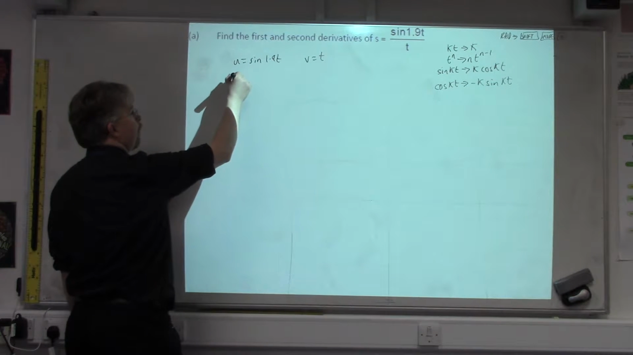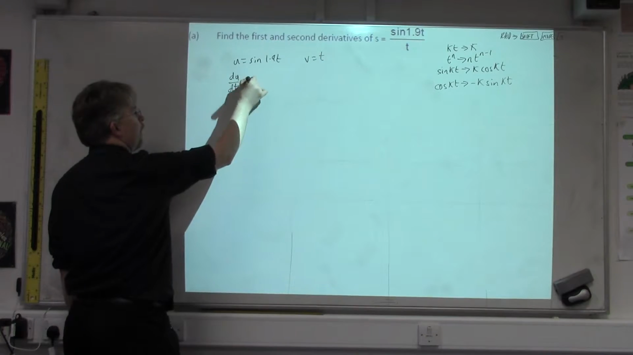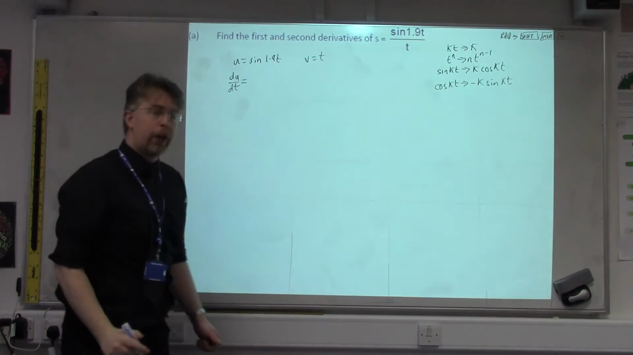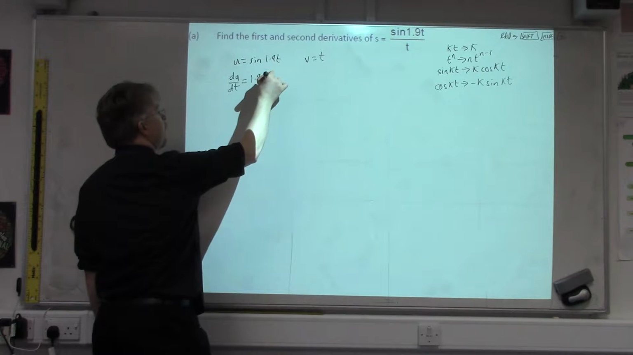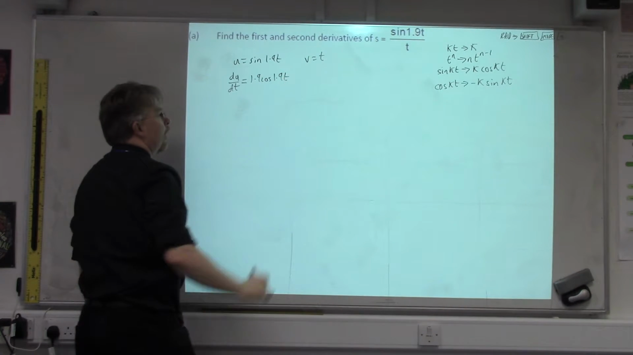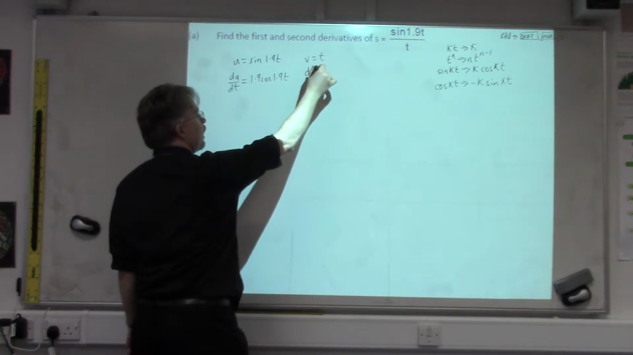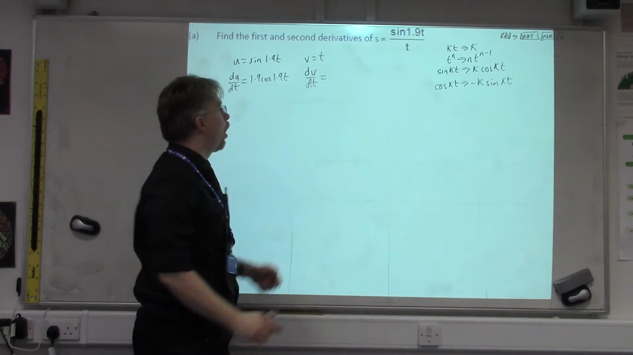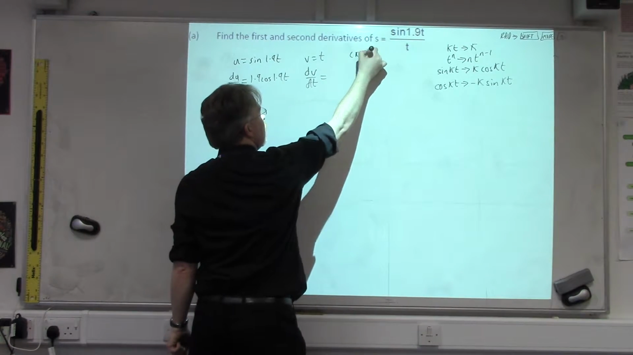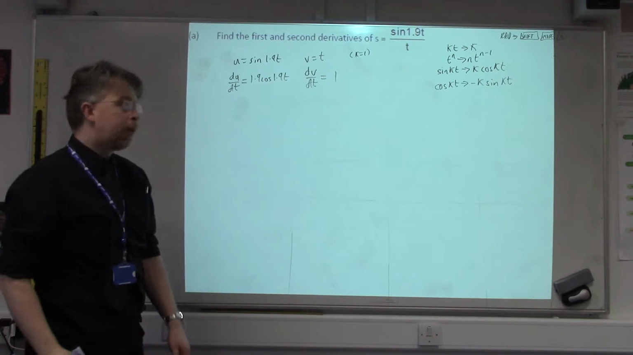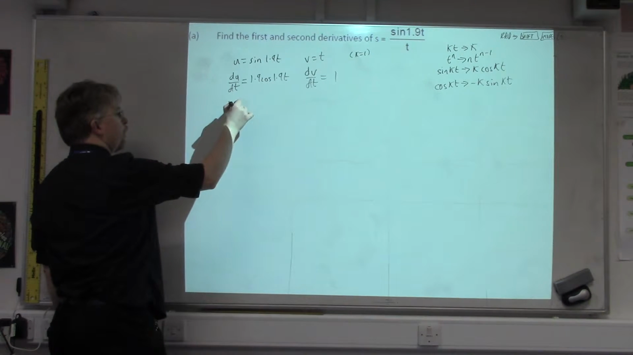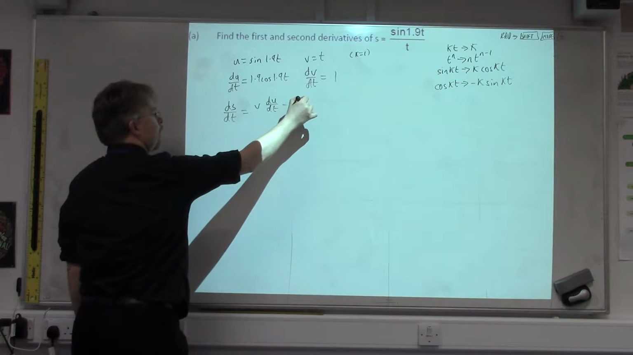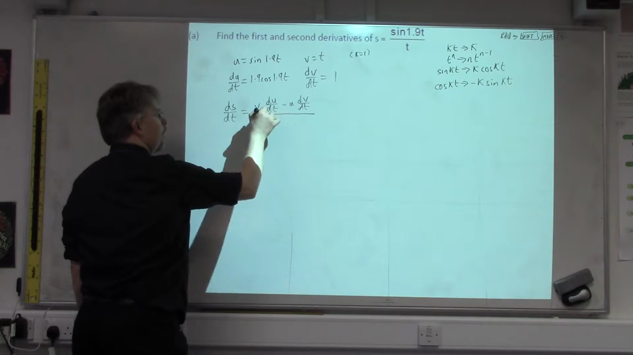So the first one is sine 1.9t. So du by dt, the k is 1.9, so it's this rule, 1.9 cos 1.9t. dv by dt, it's k times t, the k is 1, so it differentiates to 1. Apply the quotient rule: ds by dt equals v times du by dt minus u times dv by dt, all over t squared.